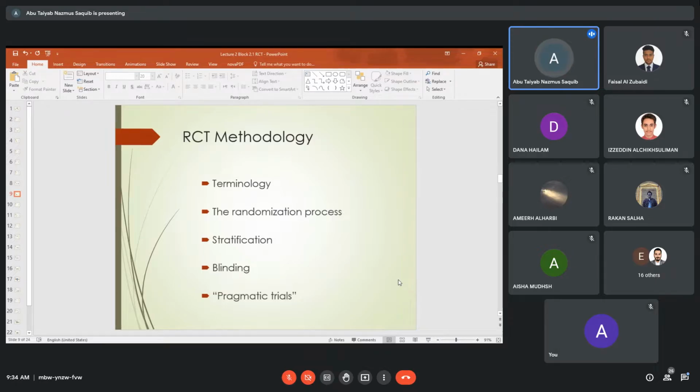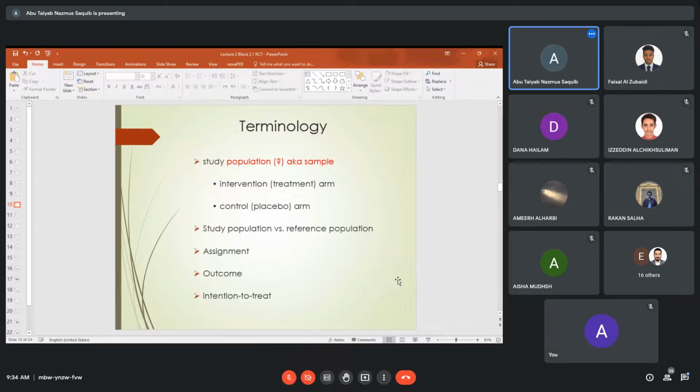Terminology. Whenever you read a randomized control trial, you always hear about the study population. Study population is really not a population. It is actually the sample, but it's a misnomer. We call it study population. So the study sample, when you randomize them, you can randomize them into two groups, intervention and the control group.